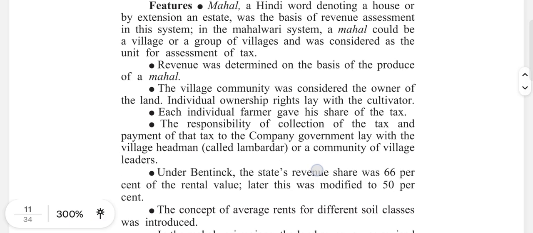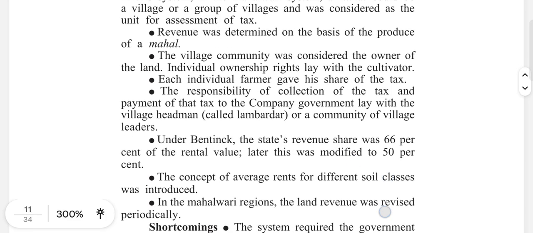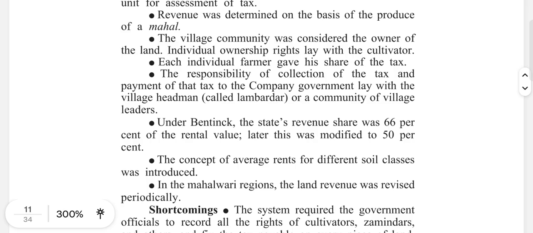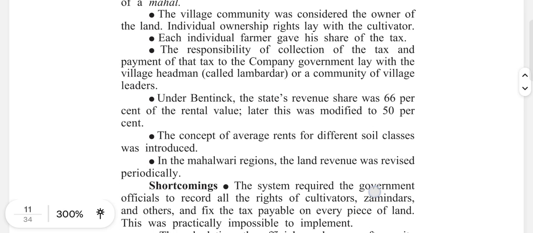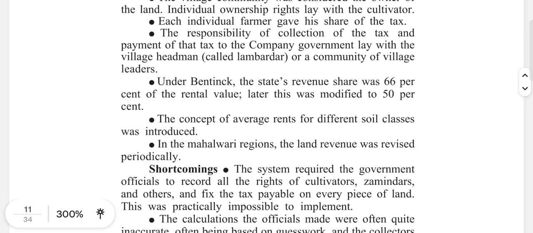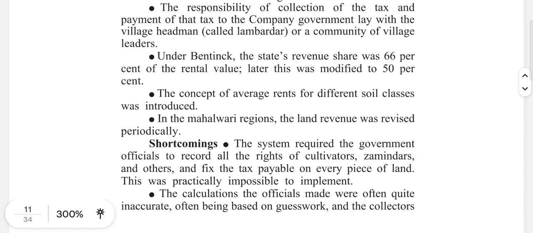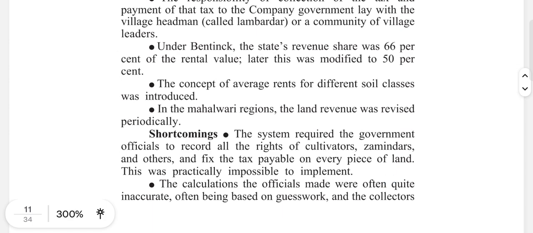In the Mahalwari system, a mahal could be a village or a group of villages and was considered as the unit for assessment of tax. Revenue was determined on the basis of the produce of a mahal. The village community was considered the owner of land. Individual ownership rights lay with the cultivator. Each individual farmer gave his share of the tax. The responsibility of collection of the tax and payment of that tax to the company government lay with the village headman, called Lambardar, or a community of village leaders.